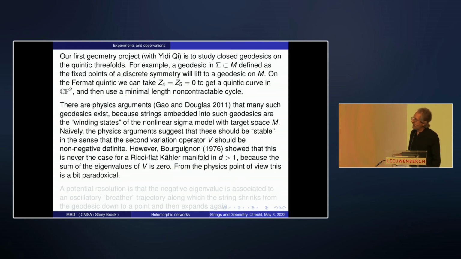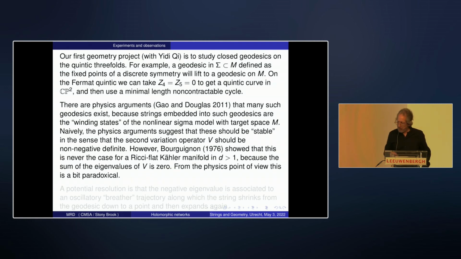But you can say one thing locally, which is that if you do find a geodesic and then you look at the second variation, the Jacobi operator, its smallest eigenvalue is going to be non-positive, because the sum of the eigenvalues is basically the trace of Ricci, which is 0. And so there's never any physically stable geodesic.